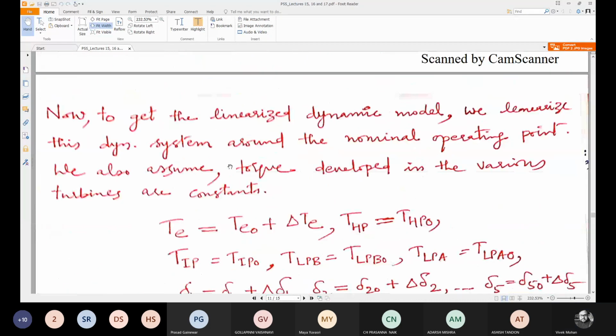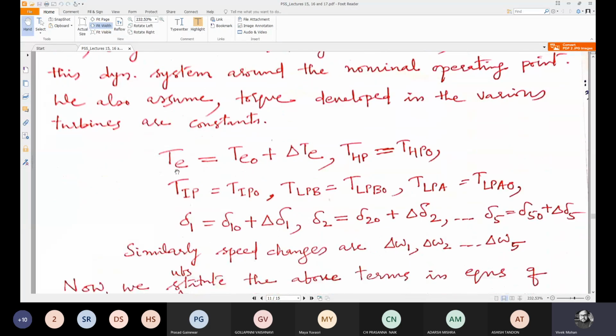Now we are going to get the linearized dynamic model. We are going to linearize this system, and we consider that the disturbances are very small. So we linearize the dynamical system around the nominal operating point. We assume that a small disturbance in electrical torque happens from the equilibrium point TE naught. That is, TE equals TE naught plus delta TE.